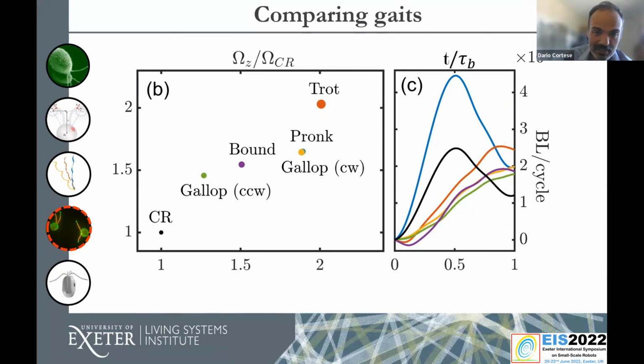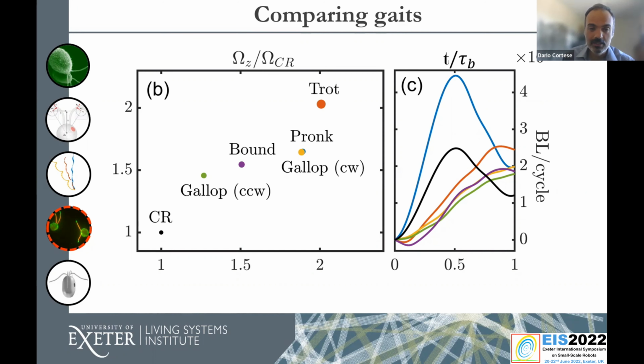If we look at the in-beat dynamics, we see that the pronk, which is the synchronous gait, actually reaches highest speed during the power stroke, but then moves backwards significantly during the recovery stroke, whereas the trot moves steadily forwards.